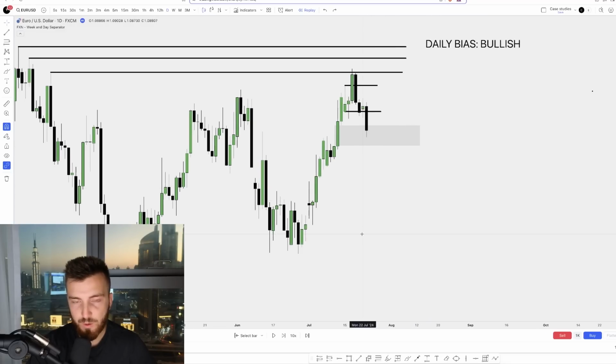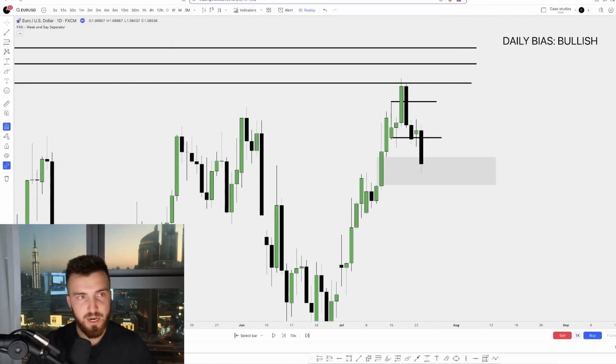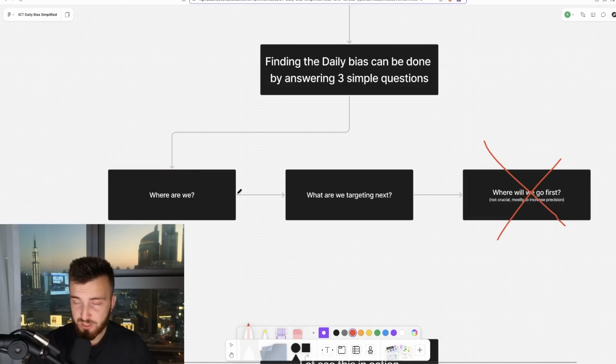Then we move lower. Now, next target, what is it? Let me ask you guys. Okay, where are we? Bearish still for some time. What are we targeting next?